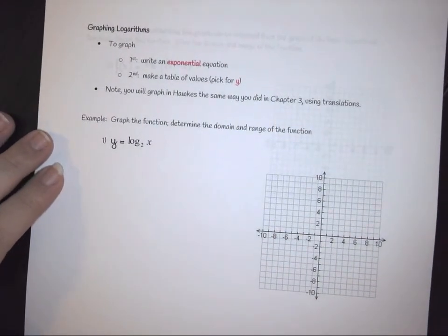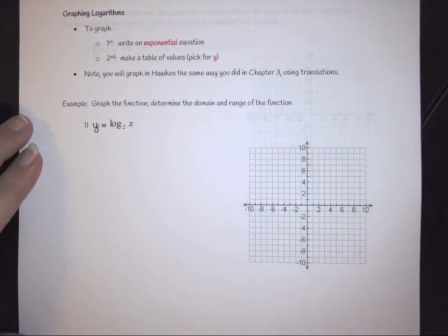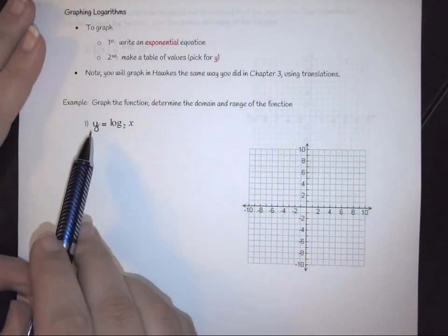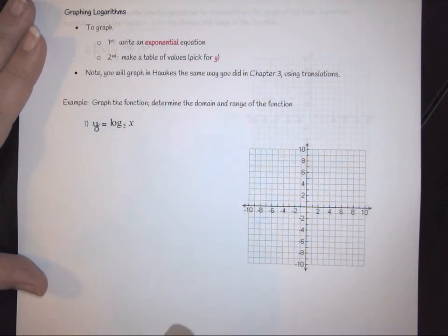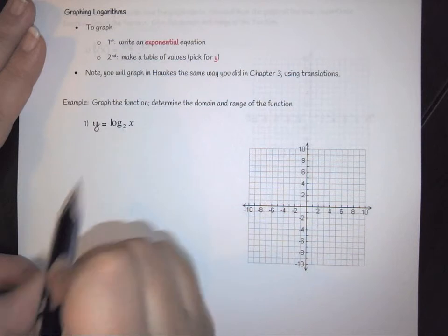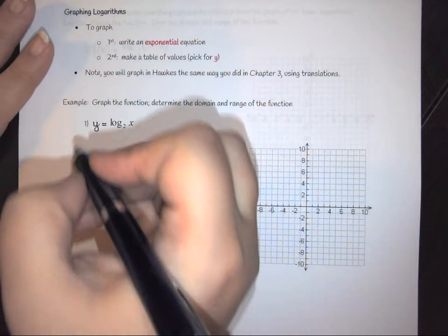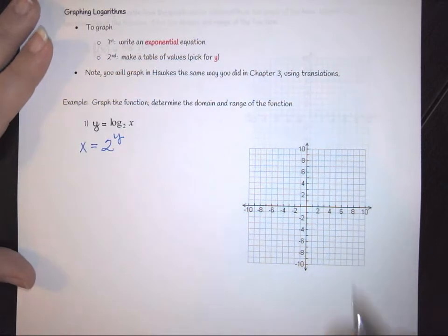Alright, so the big one that we need to look at is graphing. So graphing logs, the first thing you want to do is you always want to rewrite your log function into an exponential. So here I have y equals the log base 2 of x. So I need to rewrite that into its exponential. So remember, 2 is my base, y is my exponent, x is what it equals. So I have x equals 2 to the y.